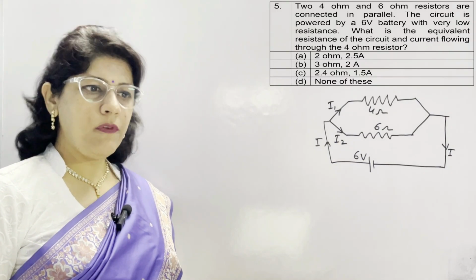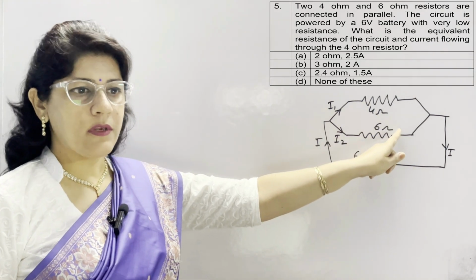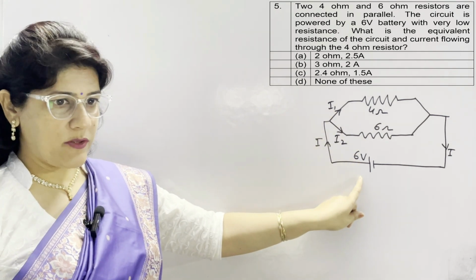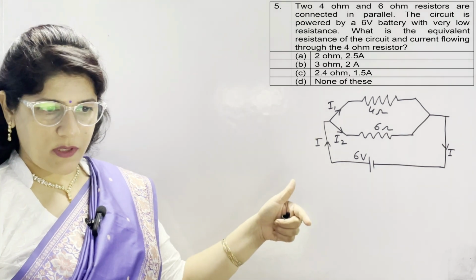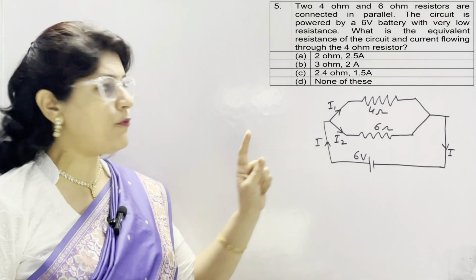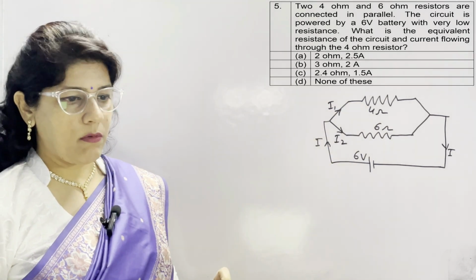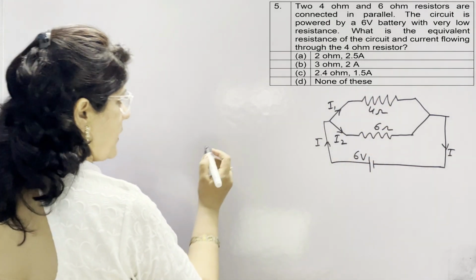In question number 5, 2, 4 ohm and 6 ohm resistors are connected in parallel. The circuit is powered by a 6 volt battery with very low resistance. What is the equivalent resistance of the circuit and the current flowing through the 4 ohm resistor? The current flowing through this means I1 we need to calculate here. So first the equivalent resistance, and we know that these are connected in parallel.